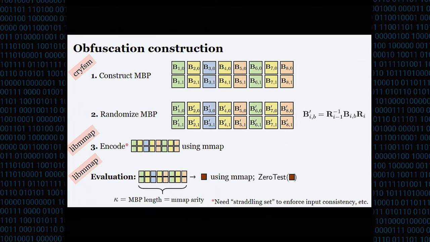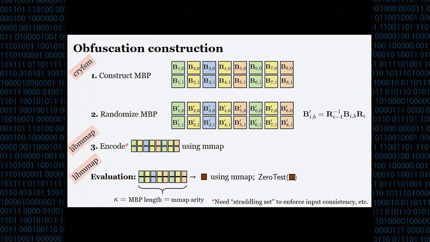Okay, so the other thing to note is that the length of the matrix branching program is exactly equal to the multilinear map arity that we need, so it's equal to kappa. And this is because we are doing matrix multiplication, and the total number of multiplications we need is essentially the length of the branching program.